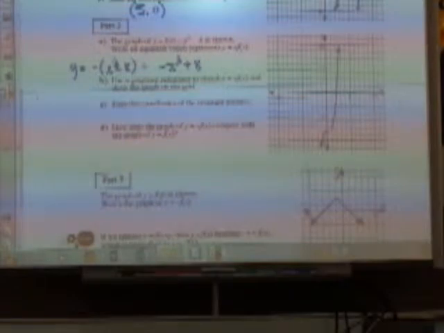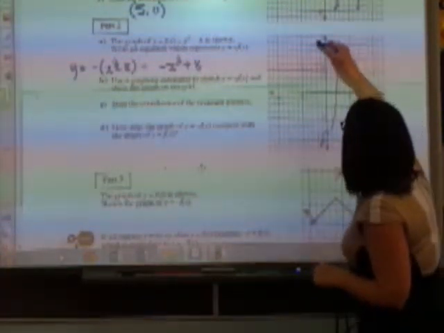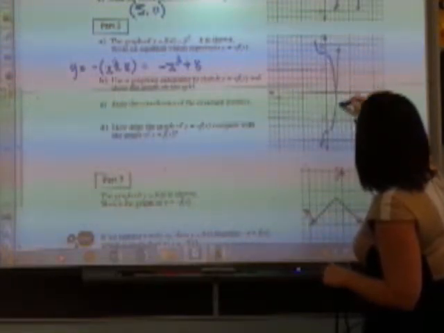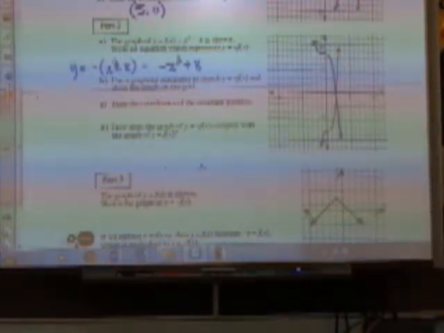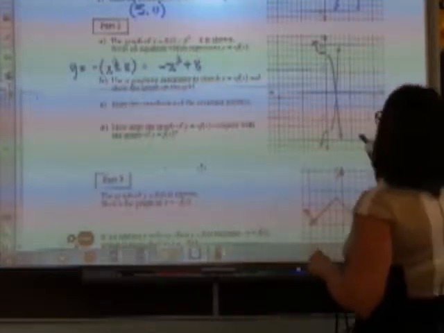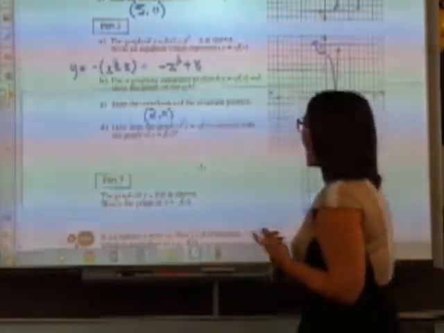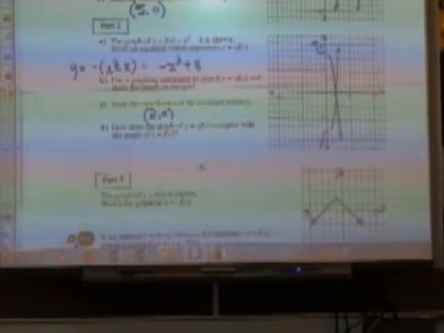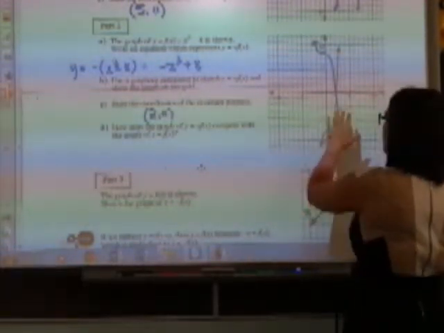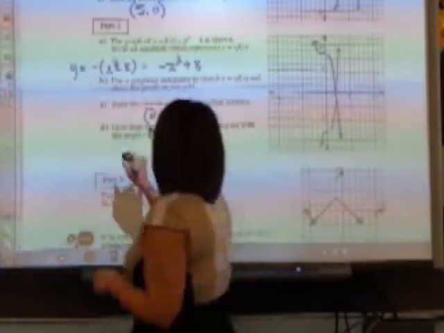So this time when I graph this function, I get a graph that looks something like that. Is there a point on the graph that did not move? 2 and 0. And how does my transformed graph compare to the original graph? So how could I take the graph in black and draw the graph in blue? Reflect it in the x-axis.